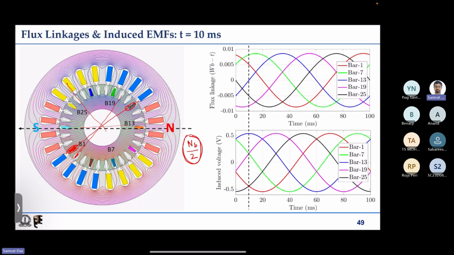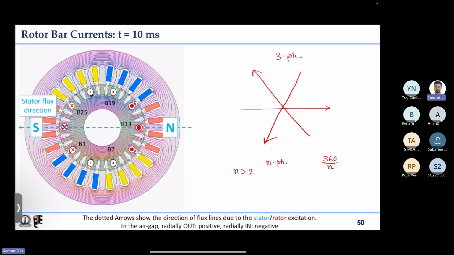So that also produces the same magnetic field. Basically, if we have nb by 2 phases, excited by balanced currents with a phase shift between them, then that also produces a rotating magnetic field based on the frequency of the current excitation. So our cage rotor is something like that.